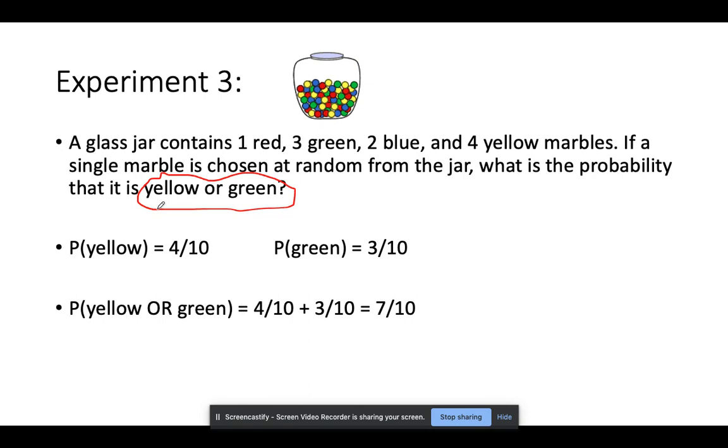So probability of yellow or green, 4/10 plus 3/10 equals 7/10. So sometimes you'll deal with situations where you can be something, two things at the same time. And we're going to look at that next.